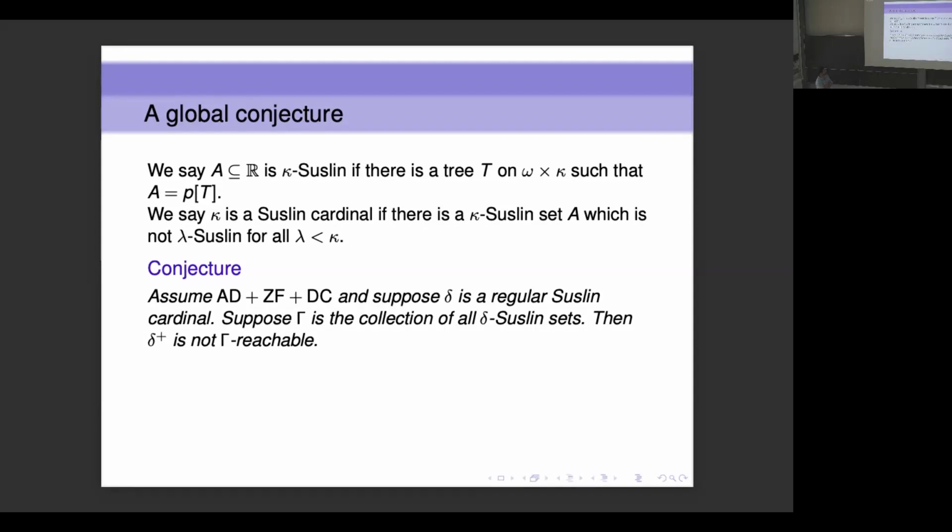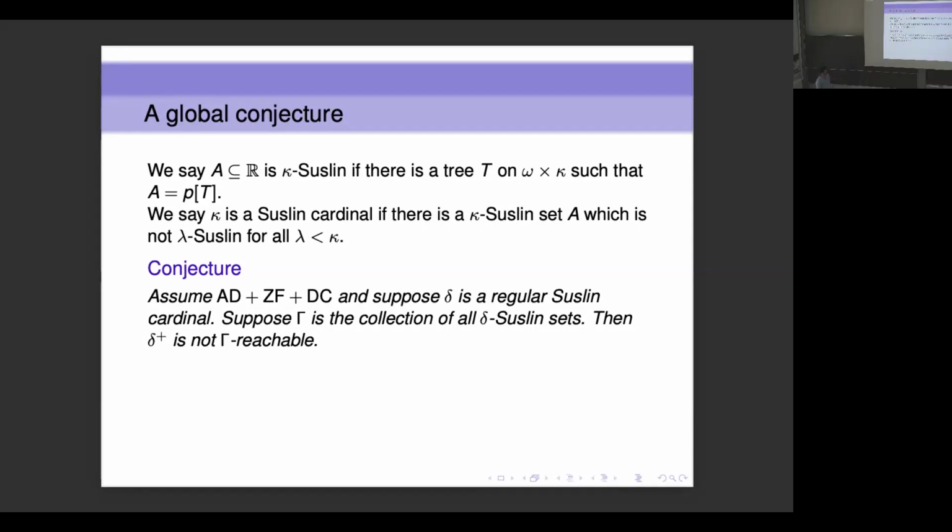Okay, so the conjecture would be: if you have a regular Suslin cardinal, all of these odd projective ordinals, even the even ones, are regular. Yeah. So delta could have been delta 1 to n plus 1. And then you have all the Suslin sets. So if you just take the theorem that I just stated, sigma 1 to n plus 2 is the collection of all delta 1 to n plus 1 Suslin sets. Right? So it's exactly that setup.